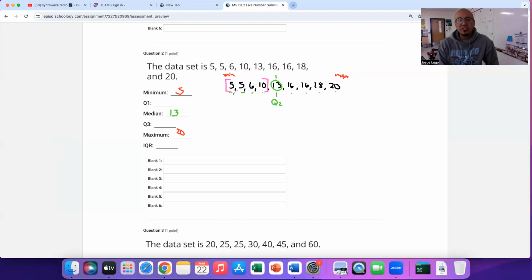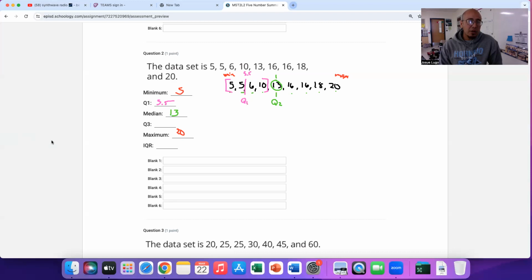So I'm going to be looking at these 4 numbers. And within those 4 numbers, the median is going to be between 5 and 6. Neither of those are the median. I have to average it. So 5 plus 6 is 11 divided by 2 is 5.5. That is my Q1. So my Q1 is 5.5.